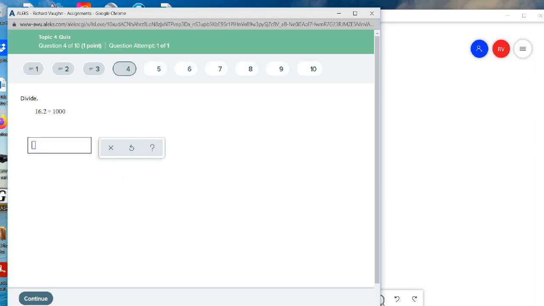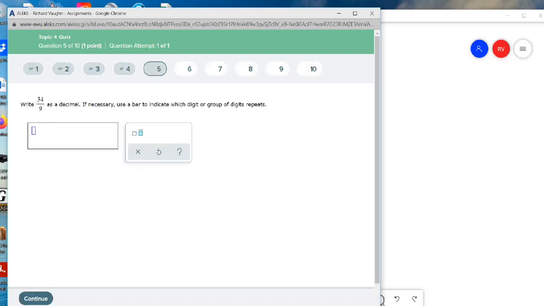Dividing by a power of 10. Dividing by a power of 10 is also shifting the decimal. I want to think about this. Dividing by a number bigger than 1 makes it smaller. So again, I'm going to move the decimal point 1, 2, 3 zeros. So 1, 2, 3 places to the left, 0.0162.